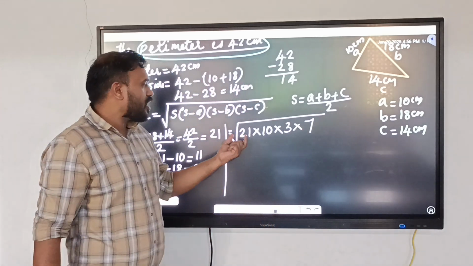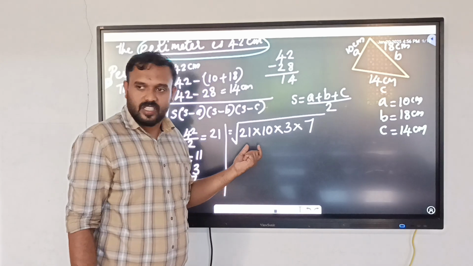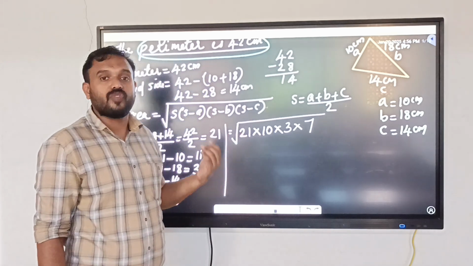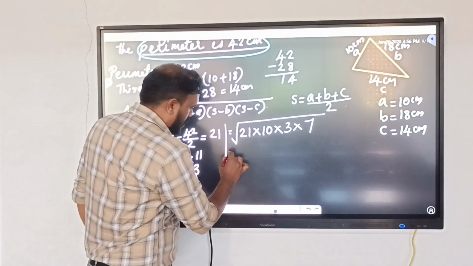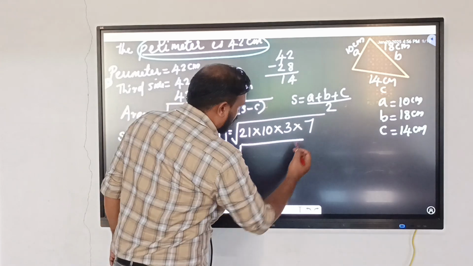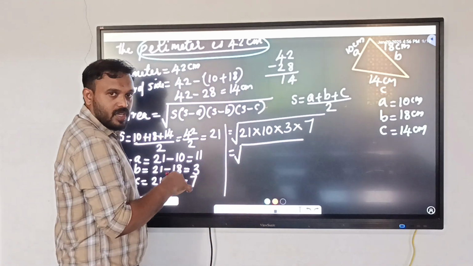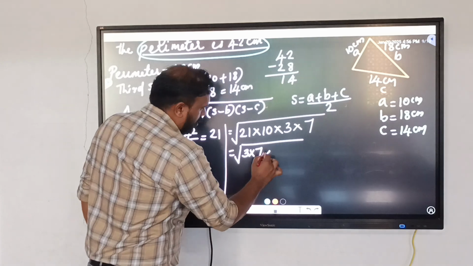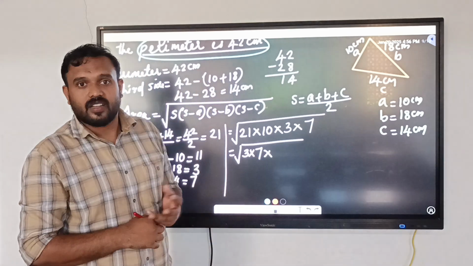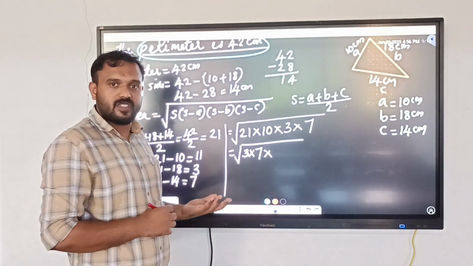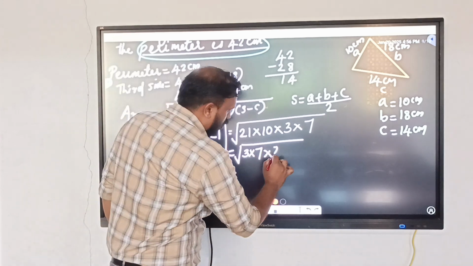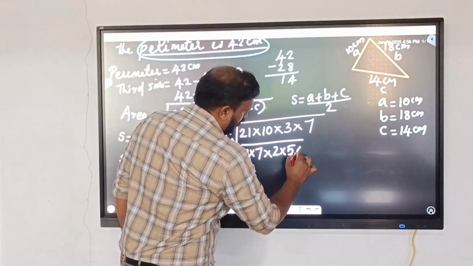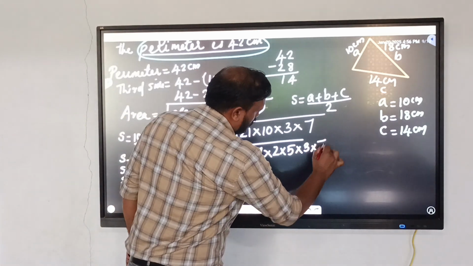Then as you know, there are two composite numbers, is it? 21 and 10. We have to factorize using prime numbers. So what will we get if we factorize 21? Yes, that is 3 into 7. Then what is 10? How can we express 10? It is 2 into 5. Then finally 3 into 7.